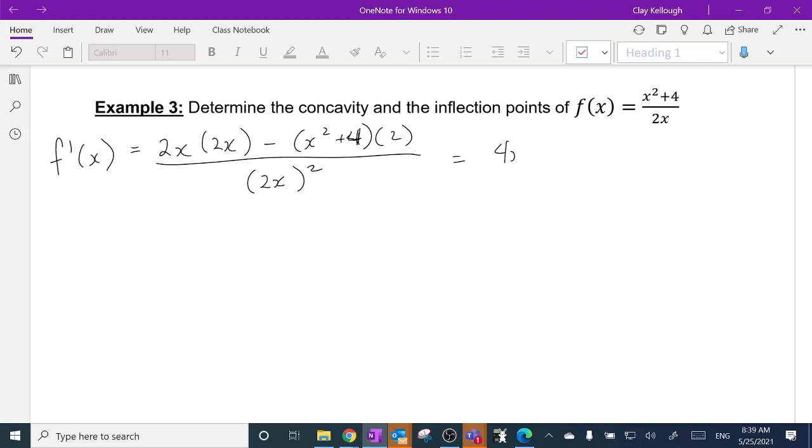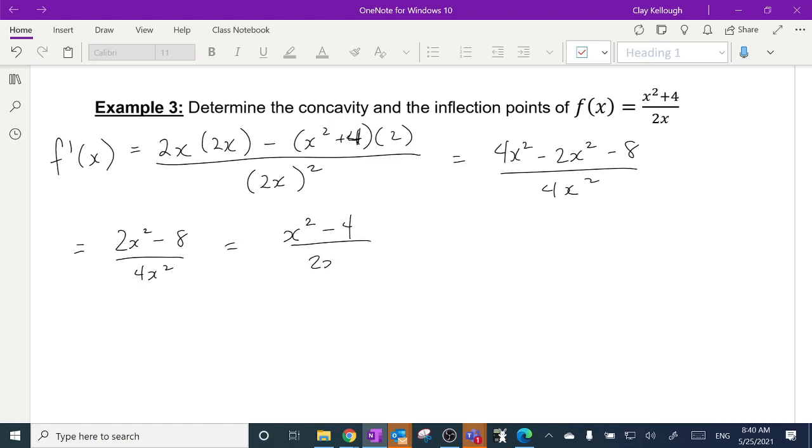That's going to be 4x squared minus 2x squared minus 8 all over 4x squared. No, you can't cancel those 4x squareds, don't you dare. So that's going to be 2x squared minus 8 over 4x squared. And I can simplify out a 2, giving me x squared minus 4 over 2x squared. So there's f prime of x.